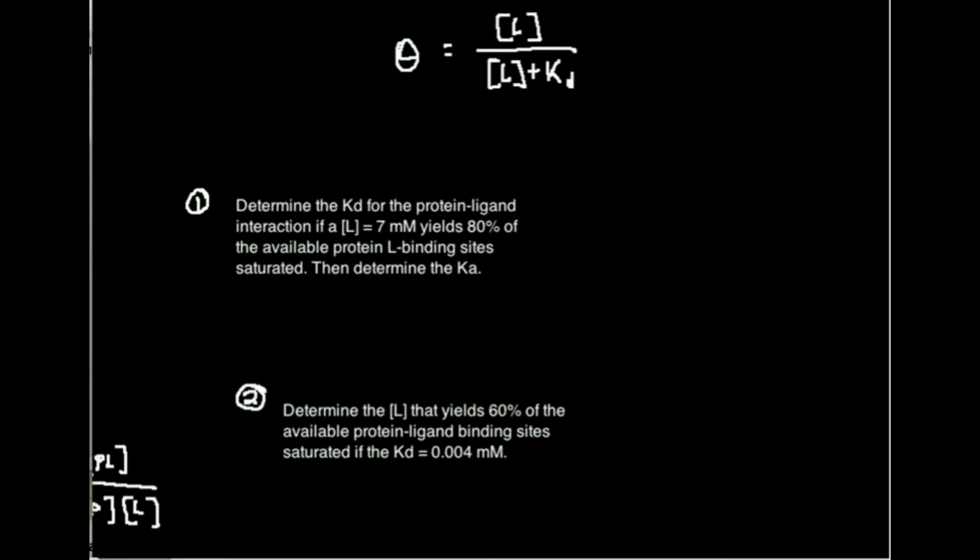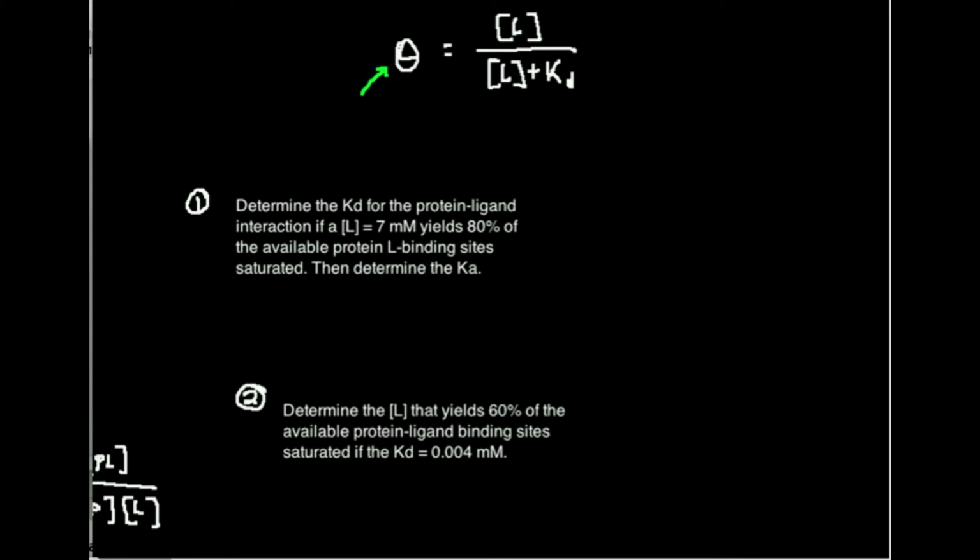All right, so in the last video, we actually derived this formula up here, which is useful for determining different things, like the percentage of protein binding sites that are occupied by the ligand, or we can determine ligand concentrations, or if we know the other two, we can determine the dissociation constant mathematically. So we're going to play around with this formula and determine two things in separate videos. So let's look at this first problem.